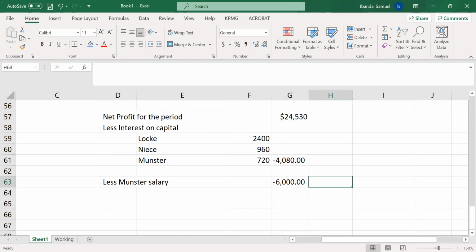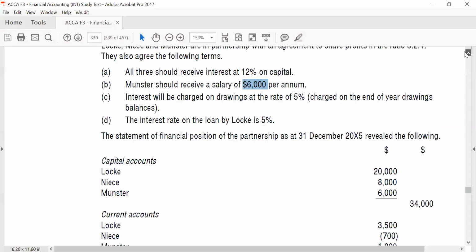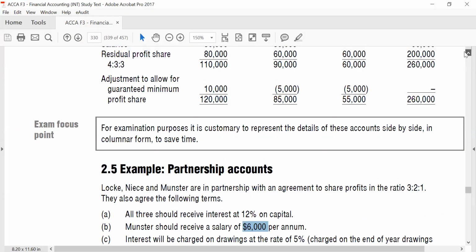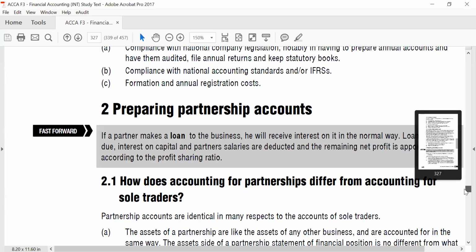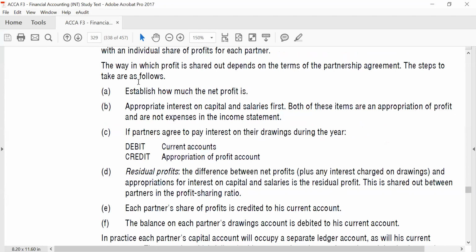So that is the first thing that we're doing. That is actually our second step. And I just want to follow these steps so that we can be able to pick this and even try out the rest of the other questions. So the first step, net profit was given to us. Then we have appropriated this. And as we do that, they are telling us we also take it to the current account.